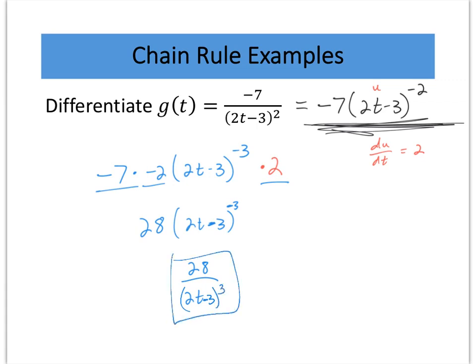And so this is my dy dx, or dy dt, because our variable here is t. My function is y, my variable is t, dy dt. So, just a summary, I took the derivative of the outside, and then I had to multiply it by the derivative of the stuff that was inside. The derivative of 2t minus 3 is just 2. And then I cleaned it all up.